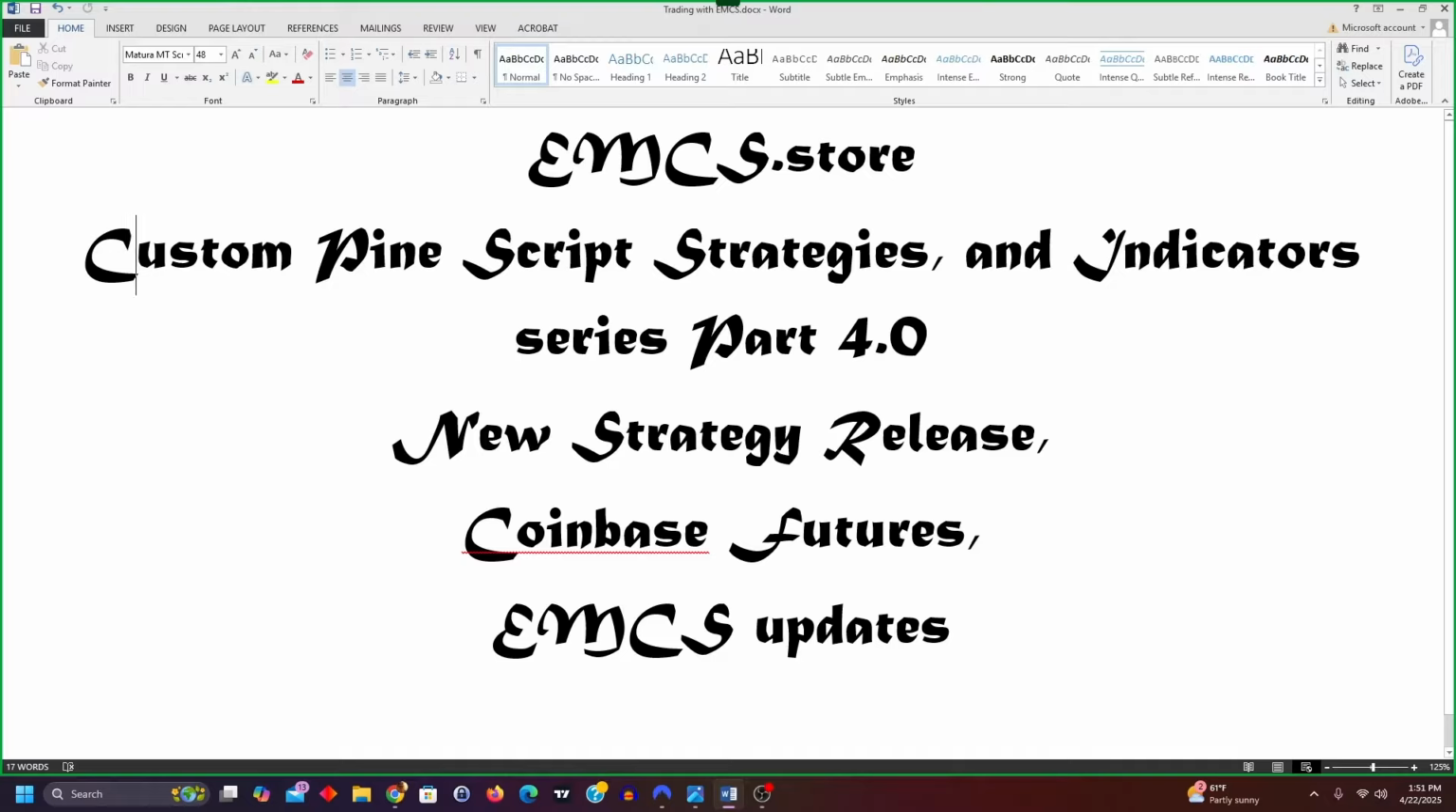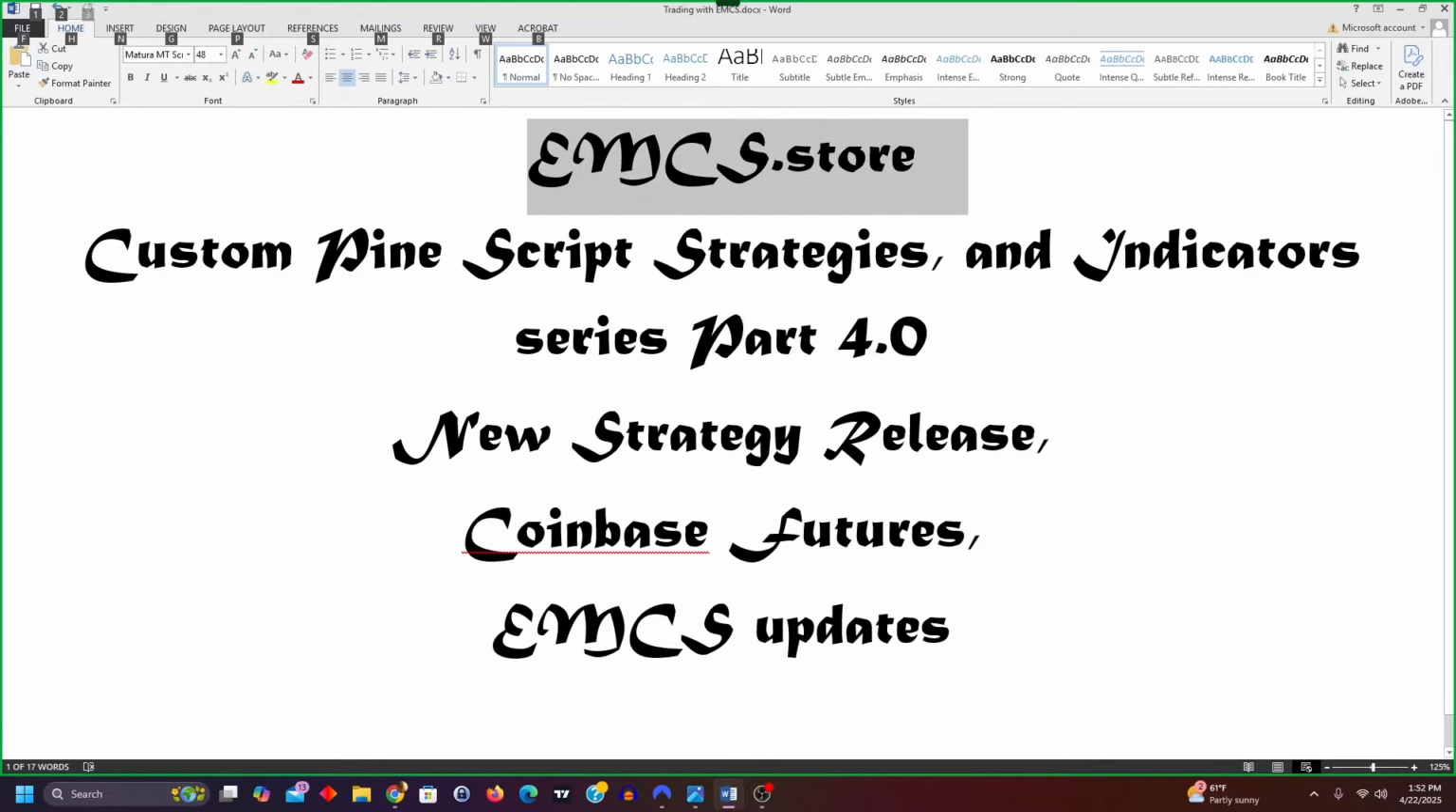We'll present in this showcase series of our custom Pinescript strategies and indicators for Tradingview, part 4. We'll showcase a new strategy release, and we'll present Coinbase Futures or derivatives and why we like using them, and provide a few updates to our business, EMCS.store.